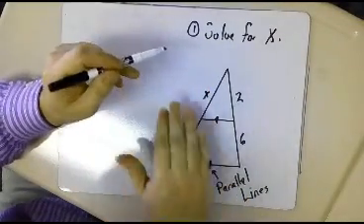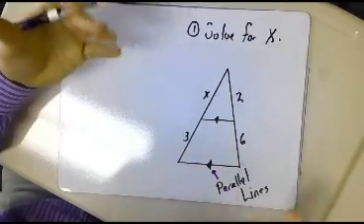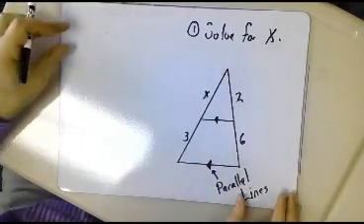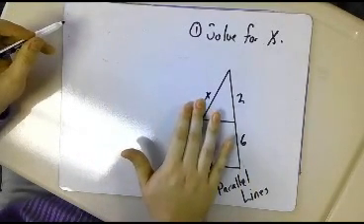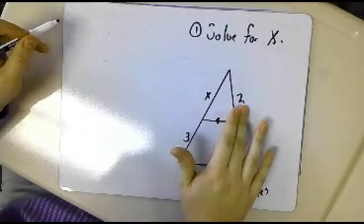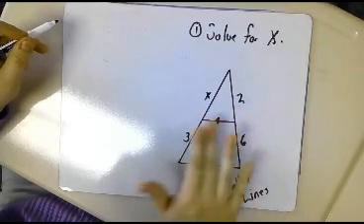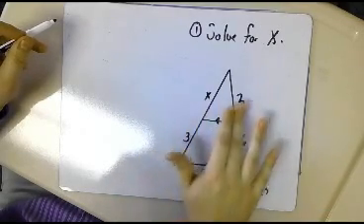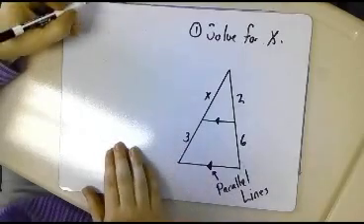So what I'm going to do from there is set up a proportion. A proportion is just basically two fractions that are equal to each other. I'm going to start here and end there. So this is going to be x over 2 and 3 over 6. Notice the way my hand is going in the same direction. Start, finish, start, finish.